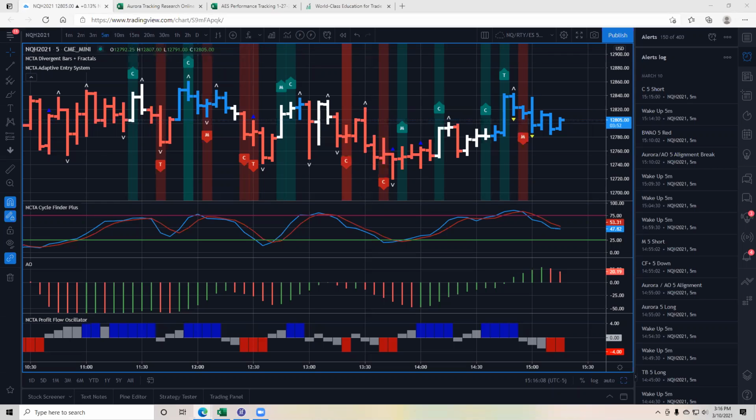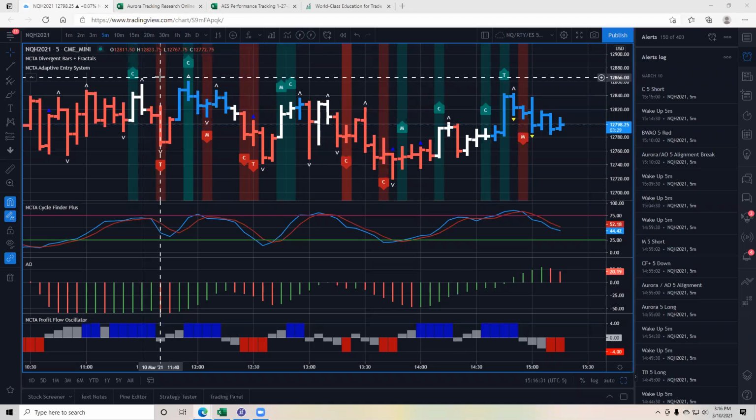Today is Wednesday, March 10th, 2021. This is the end of day review. We are here in the live trading room at Options Moneymaker, and we've been trading the adaptive entry system all day. The adaptive entry system consists of four primary signals: signals to go long, signals to go short. We're trading the NASDAQ 100 futures on a 5-minute chart.